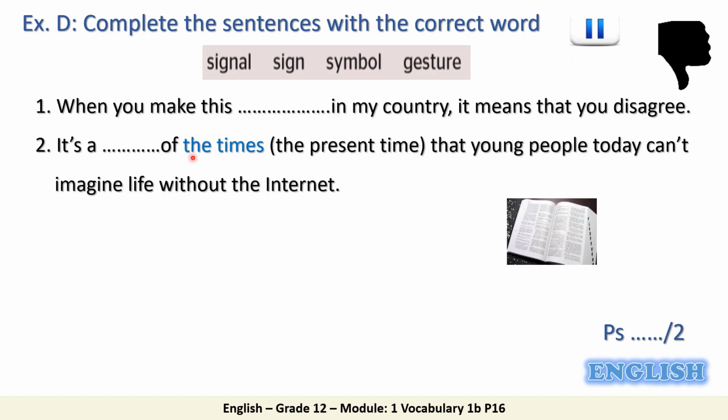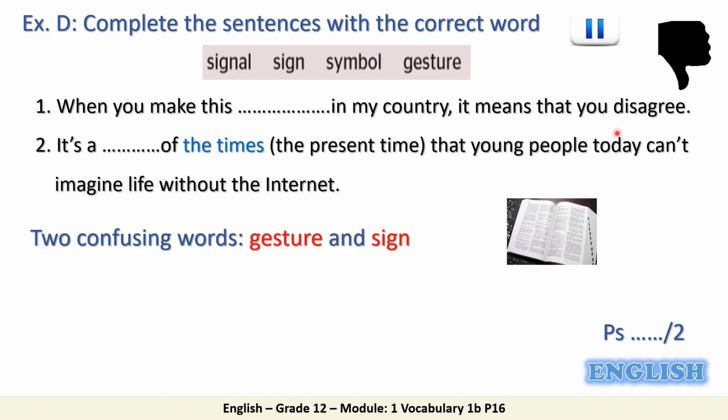Number 1, when you make this, what do you call this movement? Is it a signal, sign, symbol, or gesture? When you do it in my country, it means that you disagree or dislike something. How about your answer? You need to think of 2 confusing words, gesture or sign. Use a dictionary or Google them.